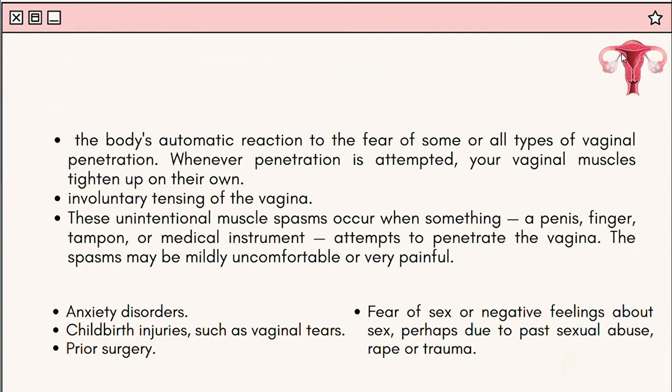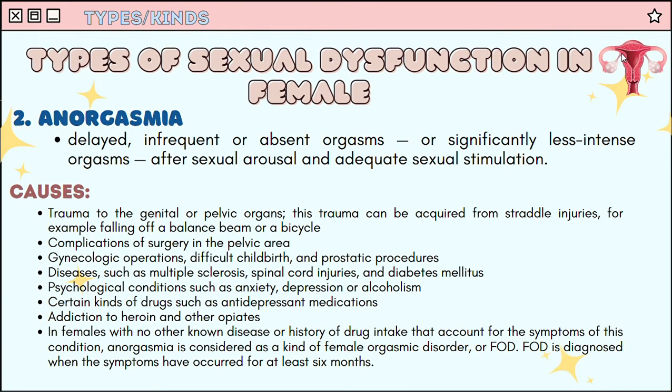Next, we have our anorgasmia. So this anorgasmia is the delayed, infrequent, or absent orgasm, or a significantly less intense orgasm after sexual arousal and adequate sexual stimulation. So we have causes of anorgasmia: trauma to the genital or pelvic organs. This trauma can be acquired from straddle injuries, for example, falling off a balance beam or a bicycle.